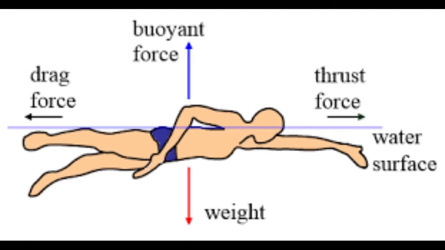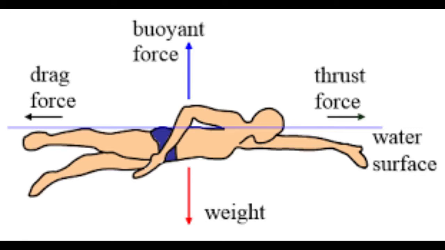By moving their arms through the water, the swimmer creates a thrust force that propels the swimmer forward. For a swimmer moving at constant speed through the water, the thrust force is equal to the drag force. This drag force is created by the motion of the swimmer through the water. This force resists the motion of the swimmer through the water.